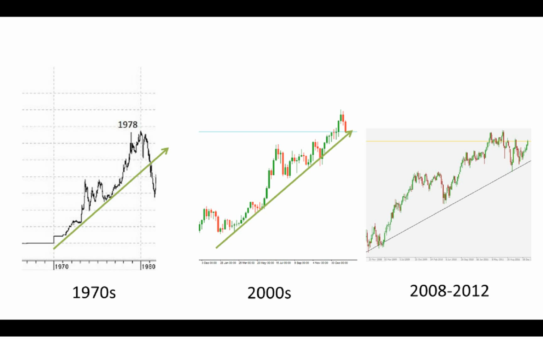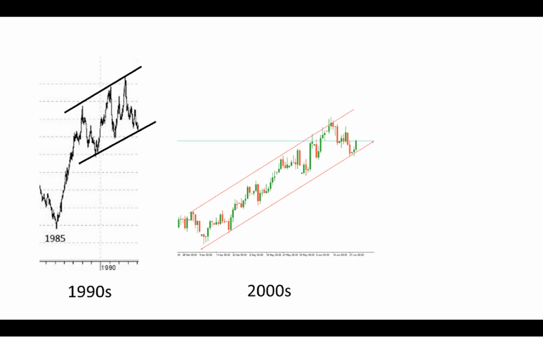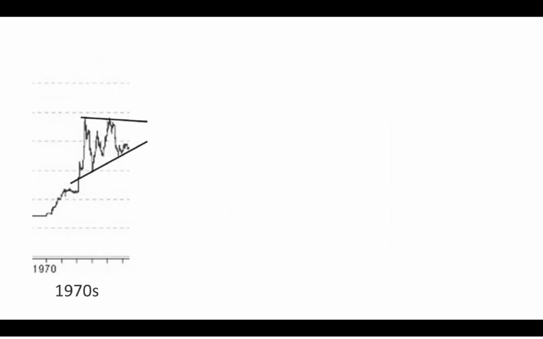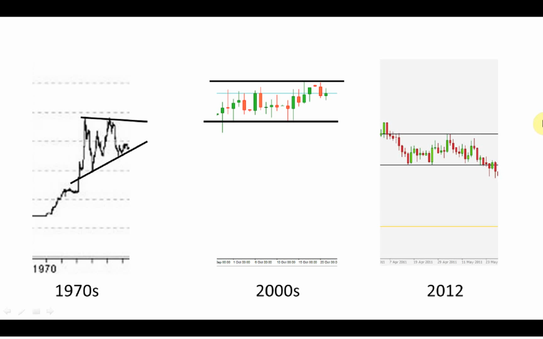So we actually see that markets still are uptrending. We have a range in the 90s, another range in another currency market in another decade, and another currency pair in another decade as well in an up range. Then we got some consolidation where price pretty much, as you could tell, is not really doing anything. It's just jumping around. And as you could tell, same thing in the 2000s, 2012, same thing.